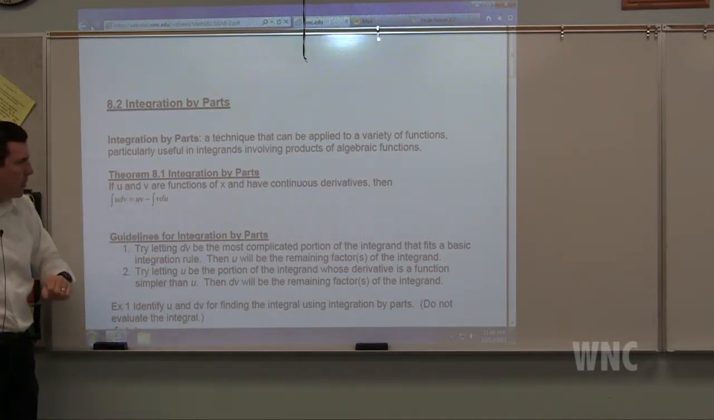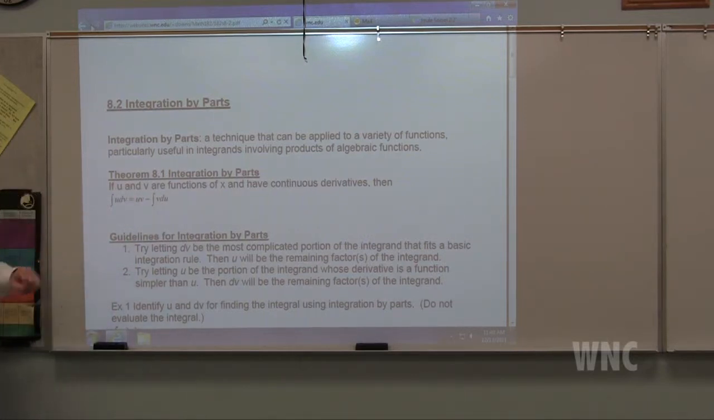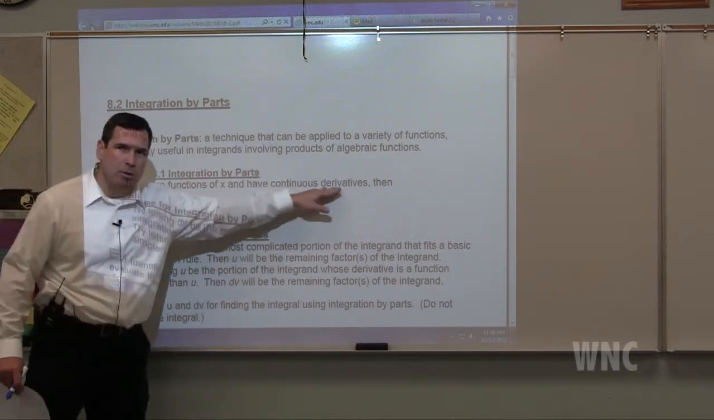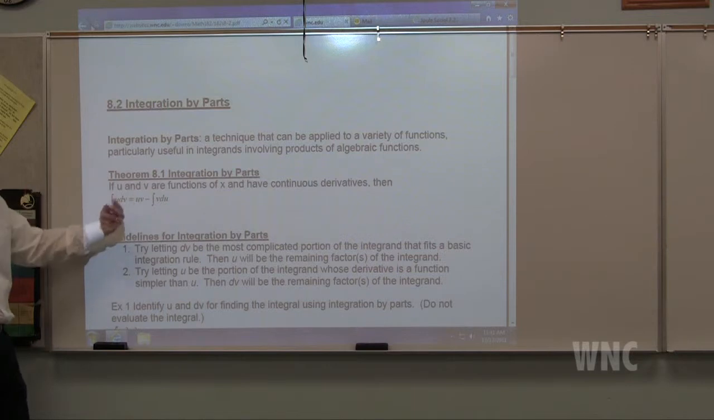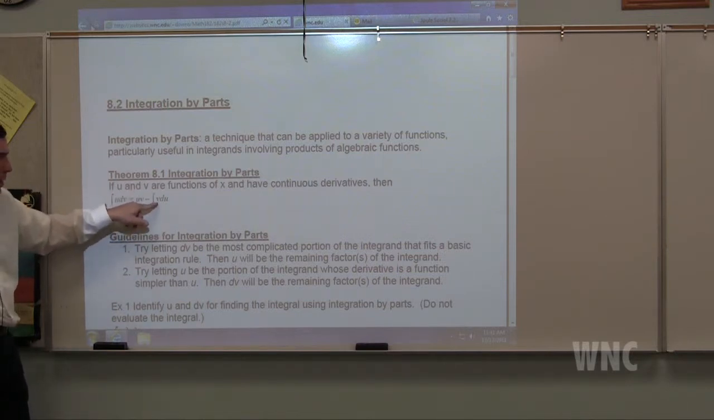If u and v are functions of x and have continuous derivatives, and that's important, they have to have continuous derivatives, then the integral of u dv, so you'd have identified one function to be u, the other function to be dv, the derivative of some function, is equal to uv minus the integral of v du.